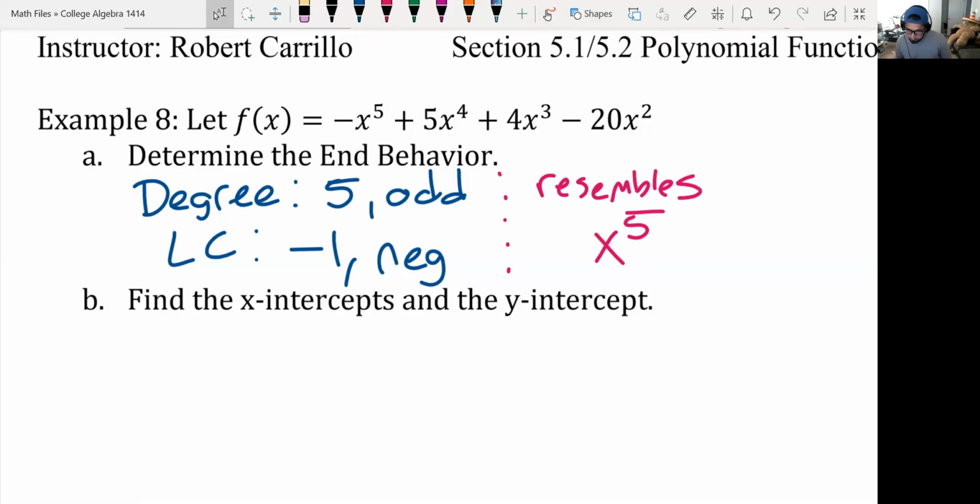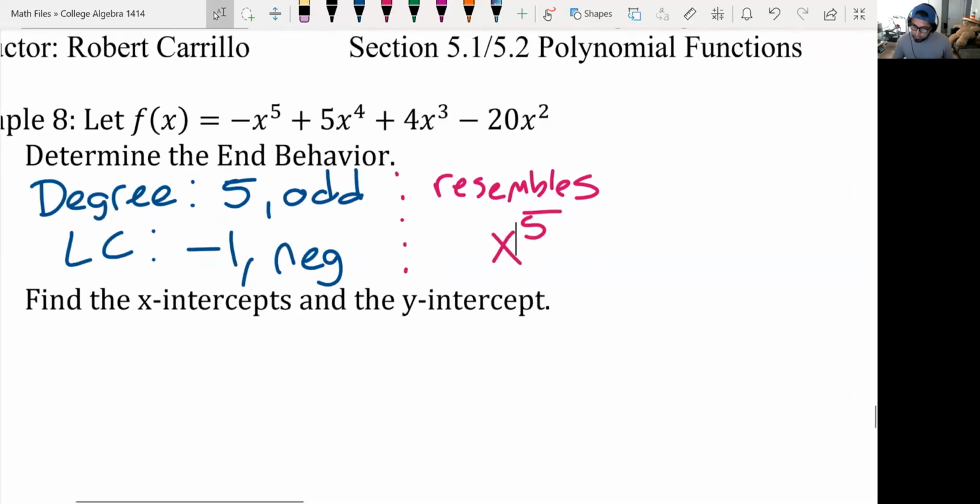Okay, and since we have an odd degree with a negative leading coefficient, we have an odd negative, we John Travolta, right? We open top left, go bottom right. There's my end behavior. All right, on to the other stuff.